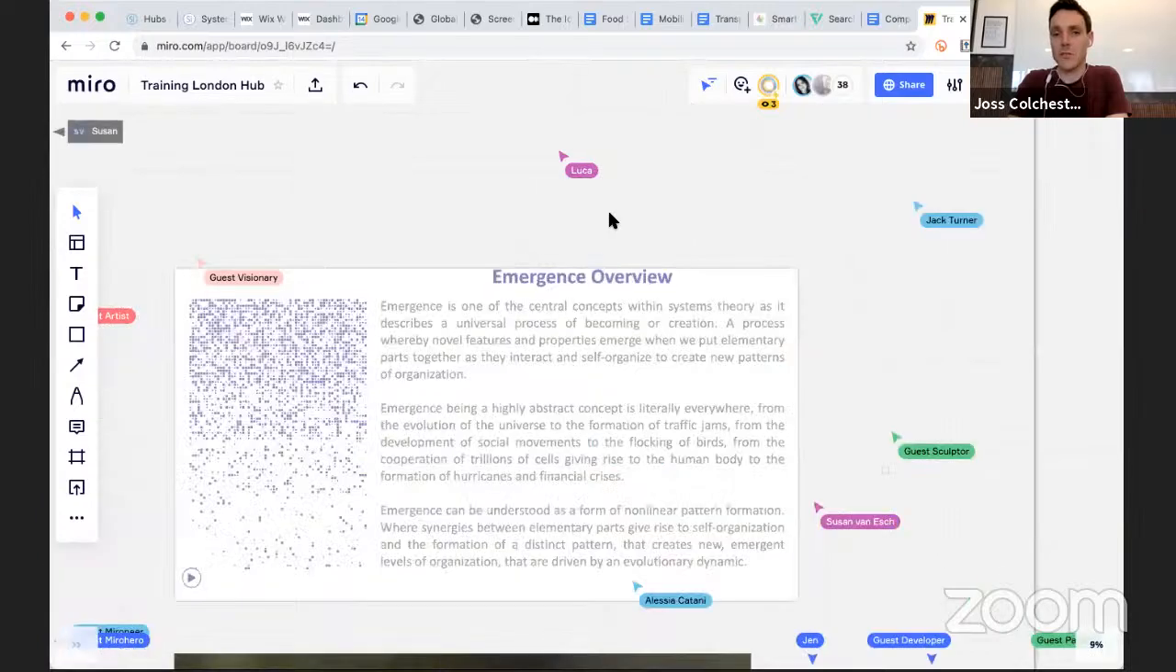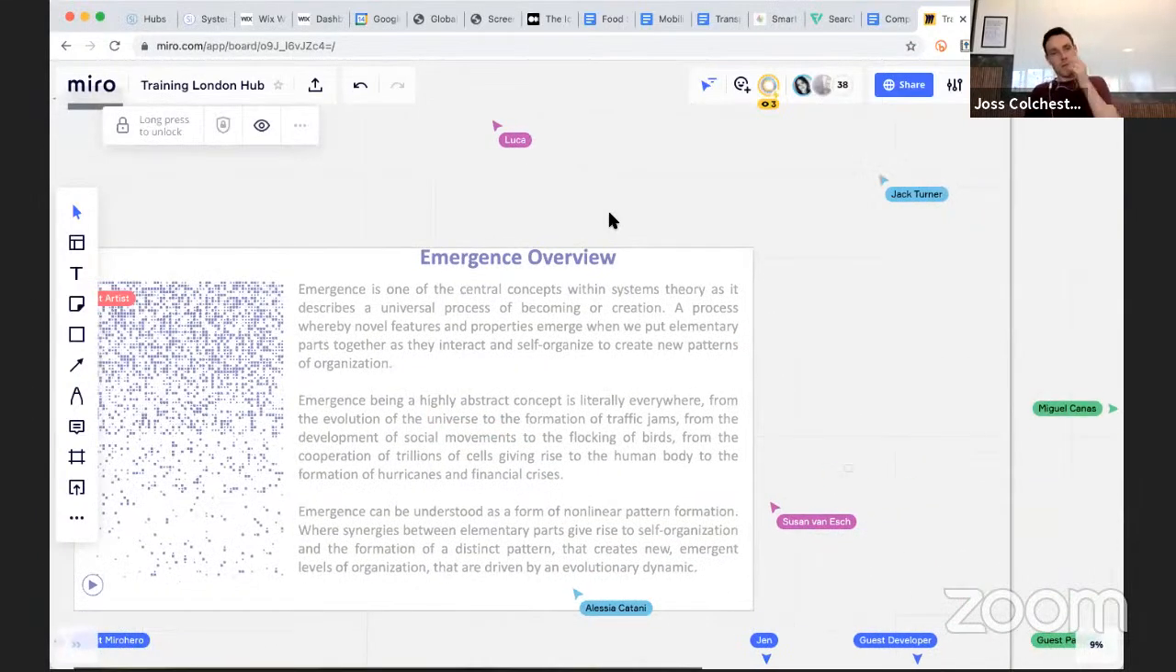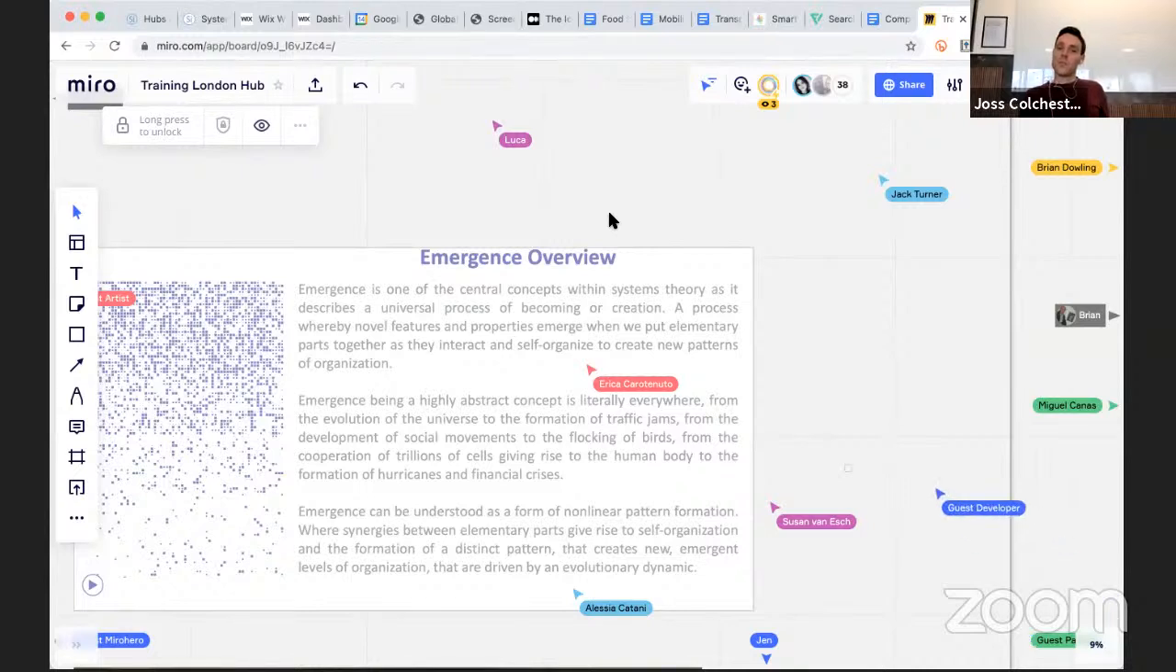Okay, so emergence is one of the central concepts within systems theory, as it describes a universal process of becoming or creation, a process whereby novel features and properties emerge when we put elementary parts together as they interact and self-organize to create new patterns of organization. Emergence, being a highly abstract concept, is literally everywhere. From the evolution of the universe to the formation of traffic jams, from the development of social movements to the flocking of birds, from the cooperation of trillions of cells giving rise to the human body, to the formation of hurricanes and financial crises. These are all emergent phenomena.